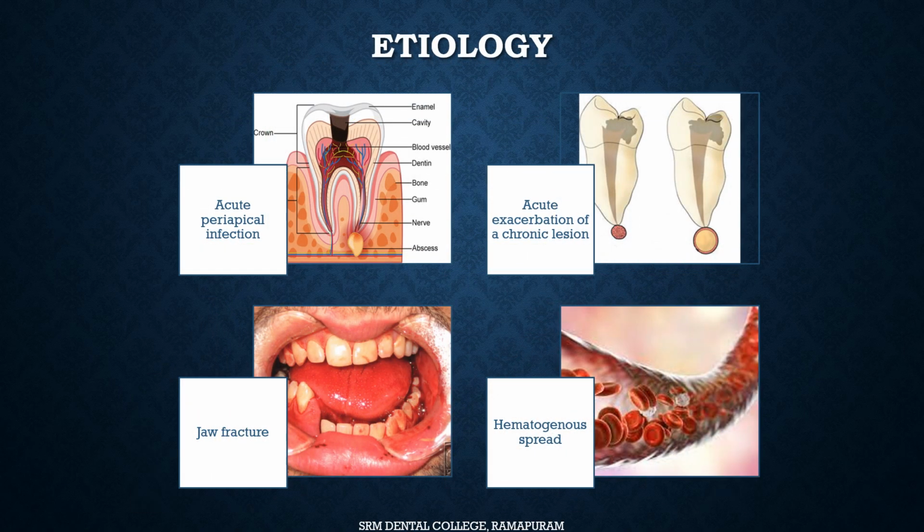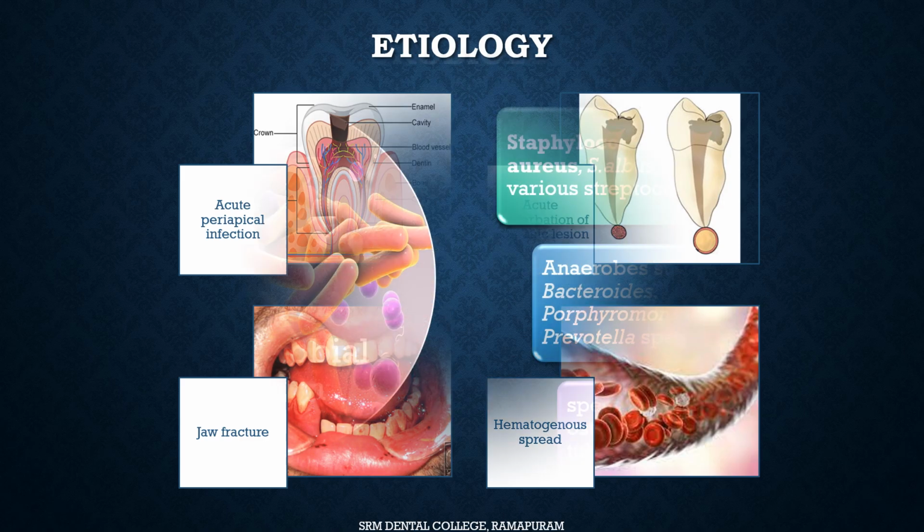So what causes this acute suppurative osteomyelitis? As I said previously, acute suppurative osteomyelitis can be caused by a spread of infection from the pulp to the periapical region, or it can occur as an acute exacerbation of a chronic lesion like a periapical granuloma or a periapical cyst. It can also occur as a result of jaw fractures from traumatic accidents and as a result of hematogenous spread. So infection from the bloodstream can settle in the bone of the jaws, resulting in osteomyelitis.